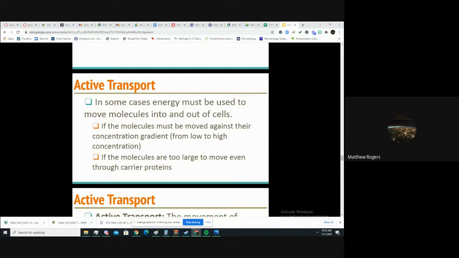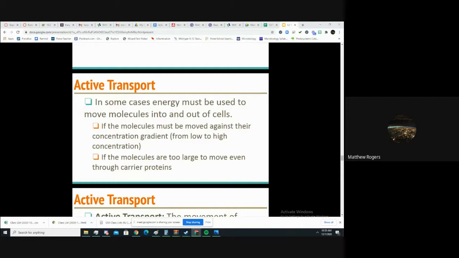Okay. So first things first, active transport basically comes down to the idea that energy has to be used to get something in and out of the cell. In passive transport, no energy had to be used. It was just an occurrence that happened within the cell. It required no energy. It just happened. Active transport requires energy.